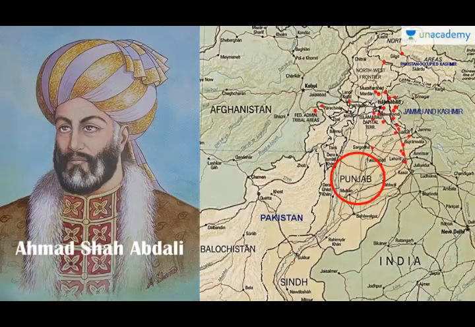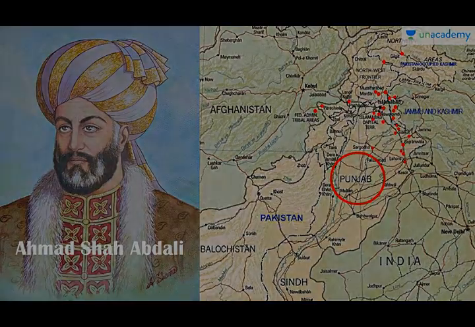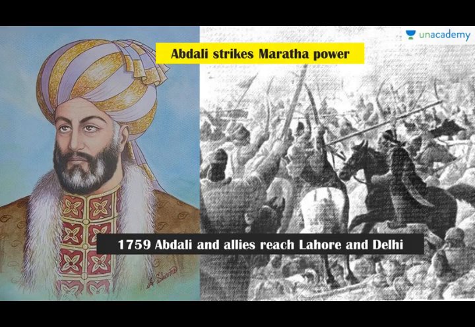Meanwhile, the Afghan ruler Ahmed Shah Abdali was making frequent inroads into Punjab. In 1758, the Marathas pushed forward, taking control of Lahore and Peshawar. The Maratha rule was now at its zenith. Abdali decided to strike back and check the Maratha power. So in 1759, Abdali and his allies reached up to Lahore and Delhi.